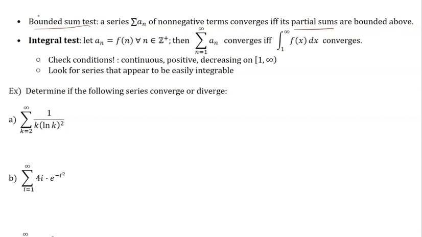If we have an infinite series of whatever a sub n is, it converges if and only if the integral from 1 to infinity of the function that's the same as the series. So remember, this is explicit, this is discrete, and this is continuous, okay? So if and only if the integral from 1 to infinity converges.